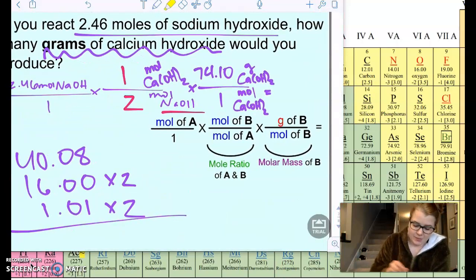You can double check to make sure that this makes sense. The moles should cancel out. You're left with grams. You wanted grams. So that can always make sure that you actually got the final answer that you are looking for.